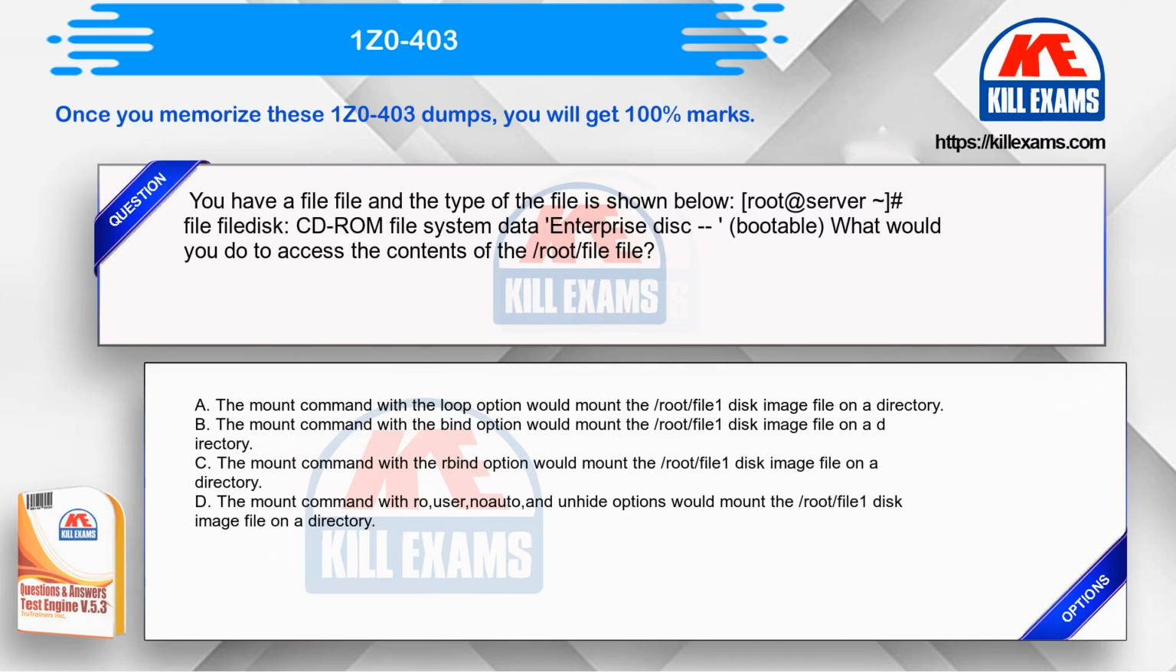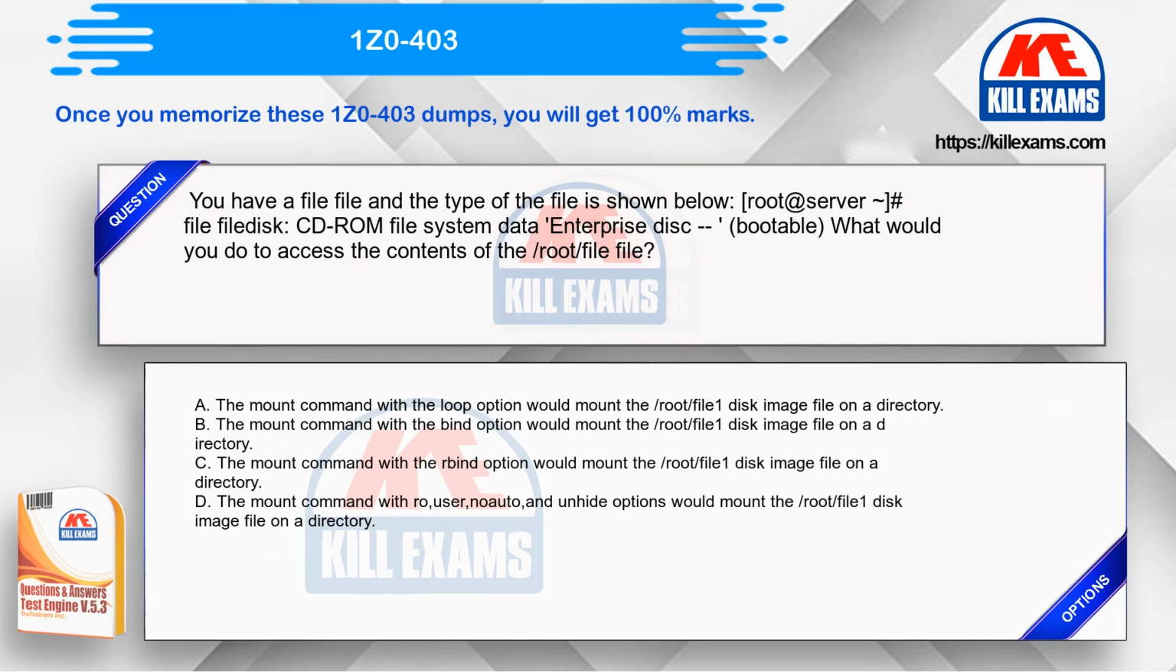You have a file and the type of the file is shown below. Root at server, processing rate equals medium, break time equals 200 milliseconds / processing hash file disk, CD-ROM file system data enterprise disk, bootable. What would you do to access the contents of the /root/file?